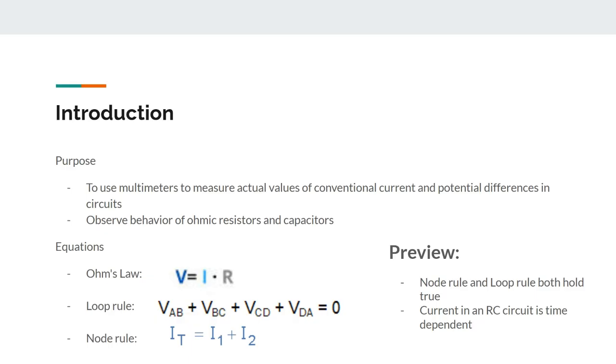And a little preview of our results, the node rule and the loop rule both held to be true, and the current in the RC circuit is time dependent.